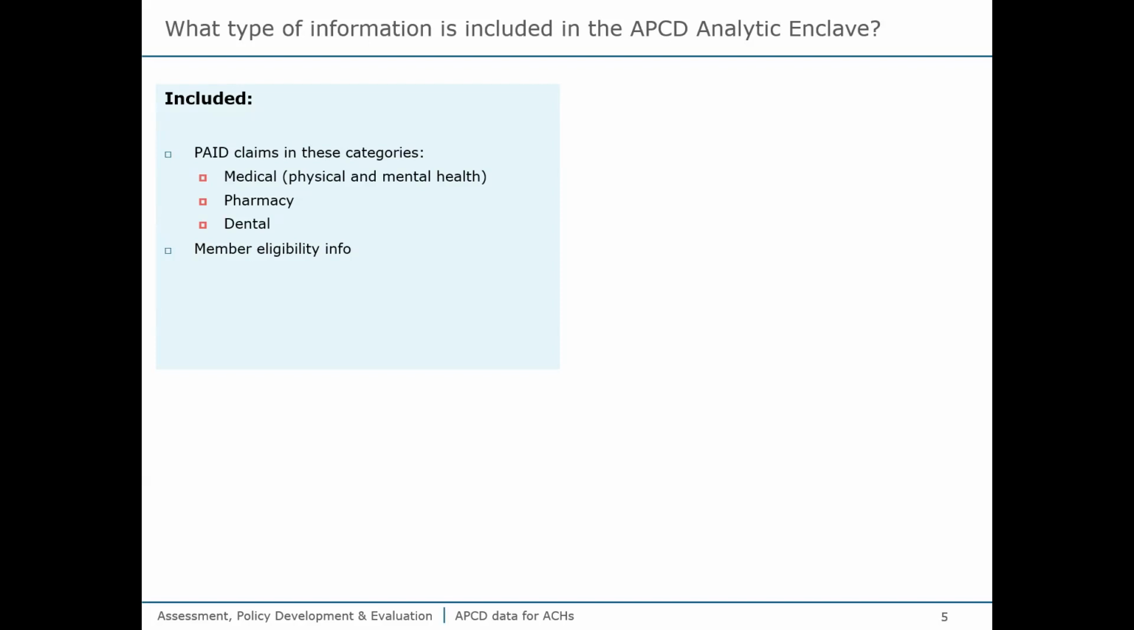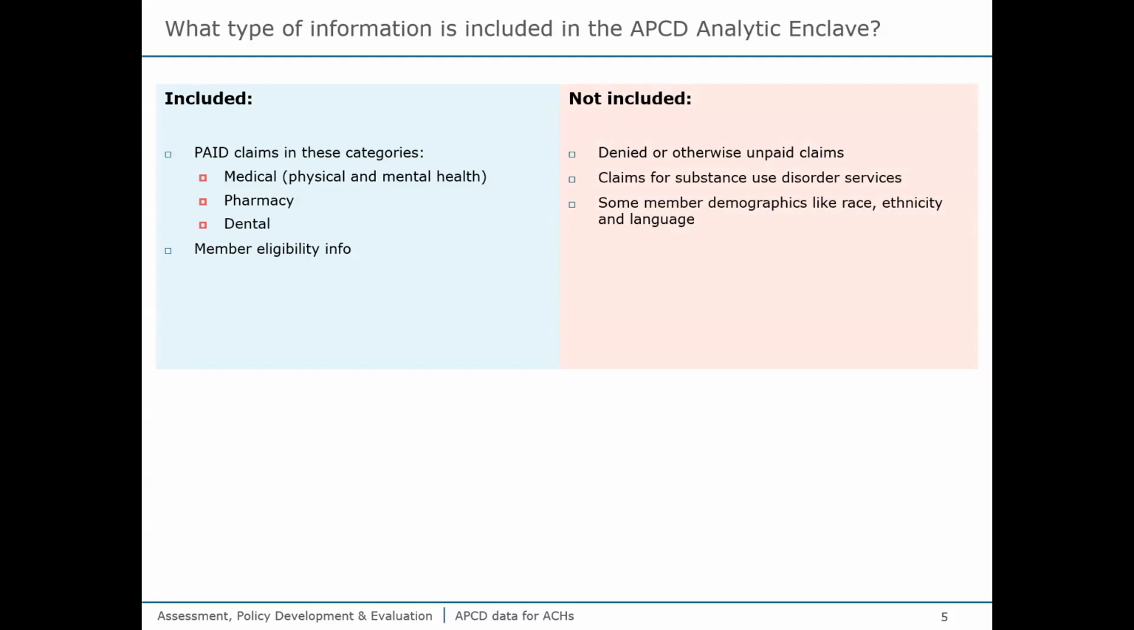It also has member eligibility info, such as where people live for a given time period, their age, their gender, very limited race and ethnicity information, which we've been doing a lot of education advocacy about, which I'll mention more later on, and other information about the type of coverage they have. What's not included is denied or otherwise unpaid claims, claims for substance use disorder services, and I believe also many mental health services. I'll comment more on that later. And then, as I mentioned, some demographics like race and ethnicity and language are included or not included, but right now they've been largely unusable, and I'll mention more why later in the presentation.